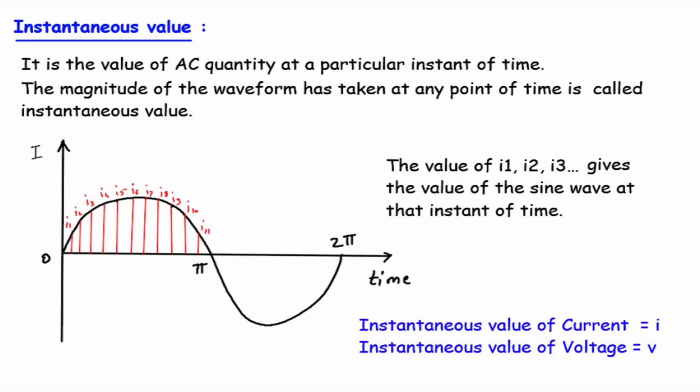The first line says, it is the value of AC quantity at a particular instant of time. Okay, first up, AC quantity. AC stands for alternating current. To really get this, let's contrast it with its sibling, DC, or direct current.